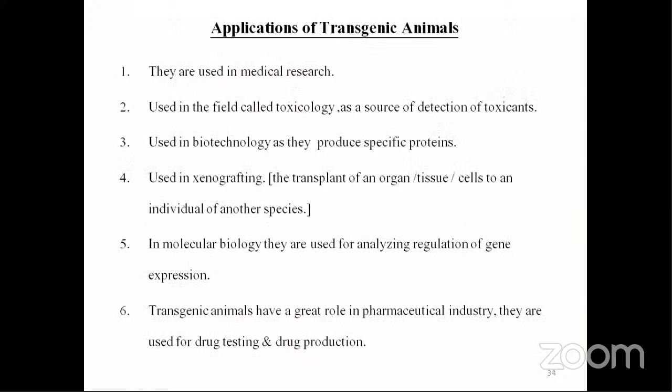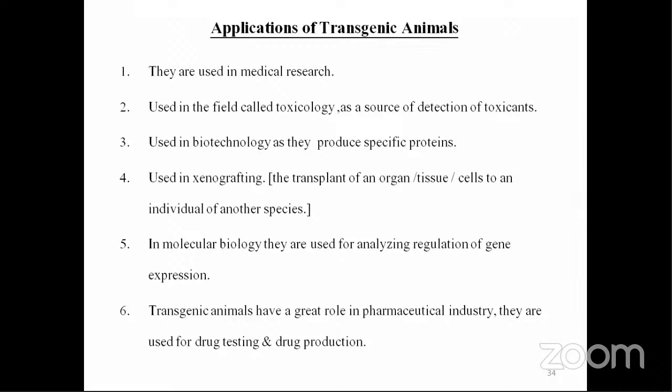Then applications of transgenic animals: they are used in medical research, used in the field called toxicology as a source of detection of toxicants, then used in biotechnology as they produce specific proteins, then used in xenografting. What is xenografting? The transplant of an organ or tissue or the cells to an individual of another species, that is known as xenografting. Then in molecular biology, they are used for analyzing regulation of gene expression.